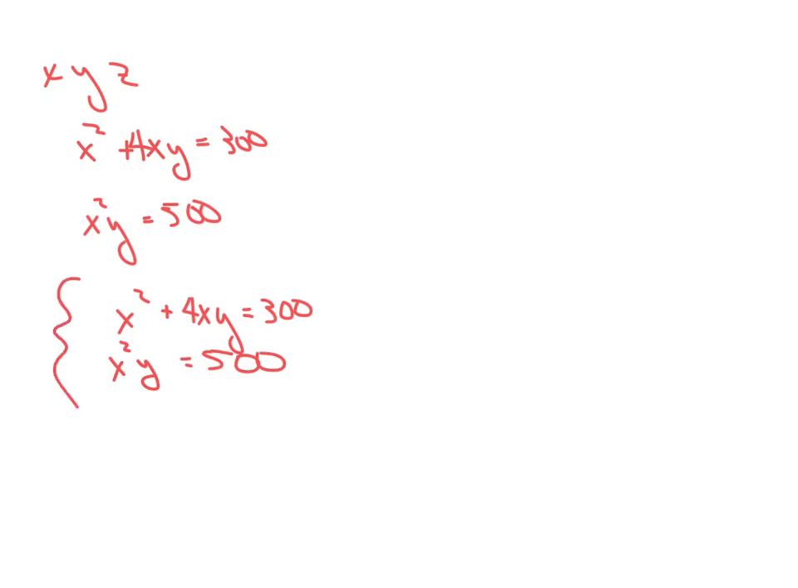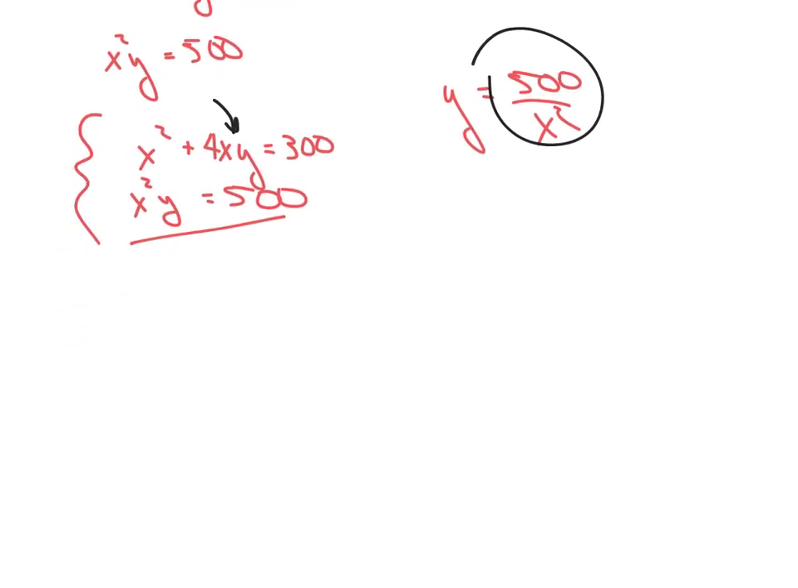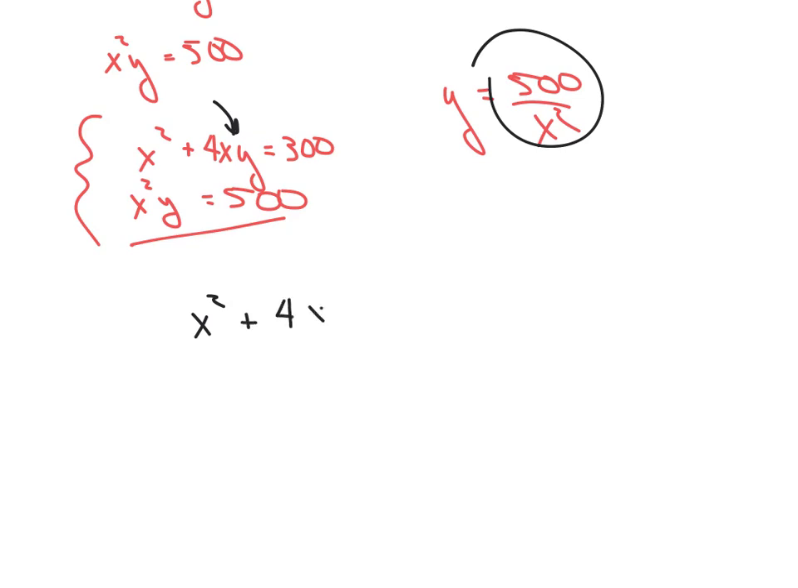Make the cool little parentheses there, or braces, or whatever they're called. And you solve from there. I would, again, substitute. And then whenever I see a y, I'm going to put that in its place. So I end up with x squared plus 4x times that right there.